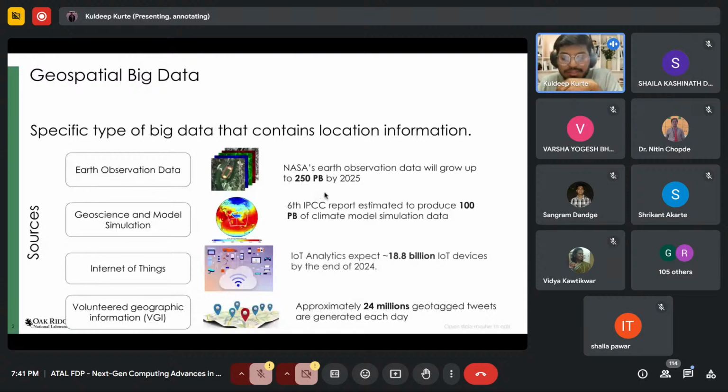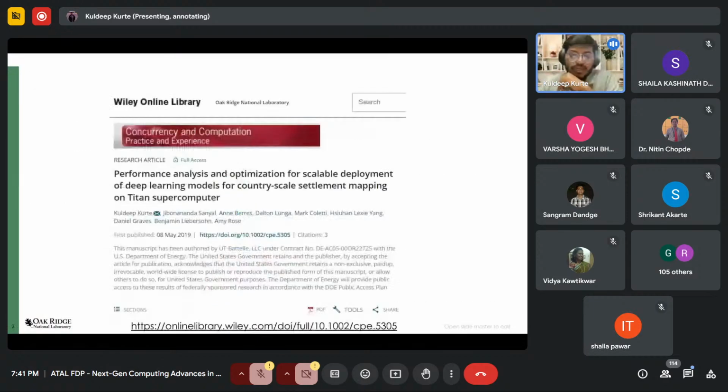So I'll proceed, but feel free to interrupt me in between. The work that I'm going to present today, or rather discuss with you, was published in this journal paper. The journal is Concurrency and Computation: Practice and Experience.